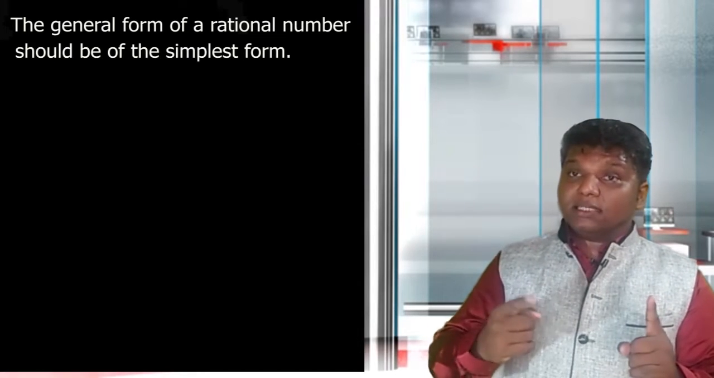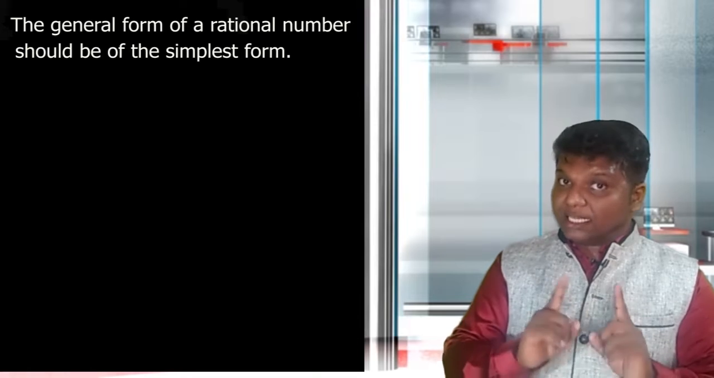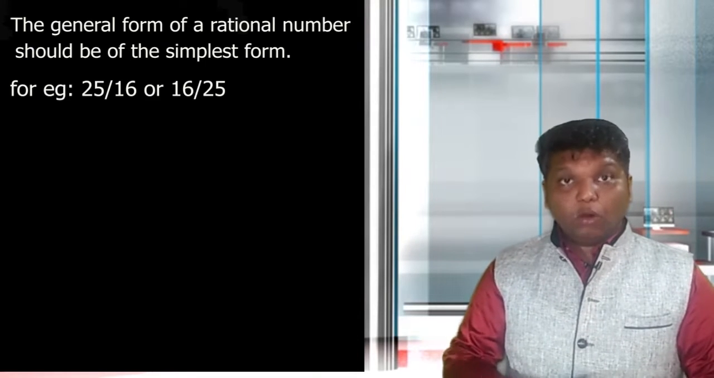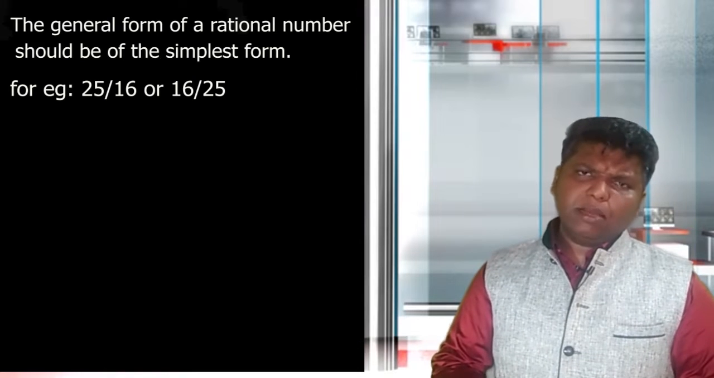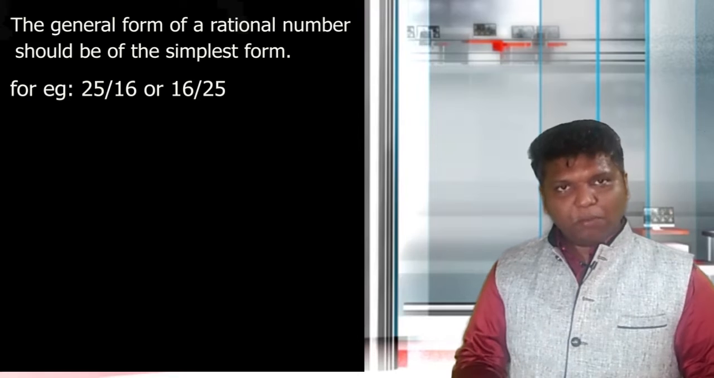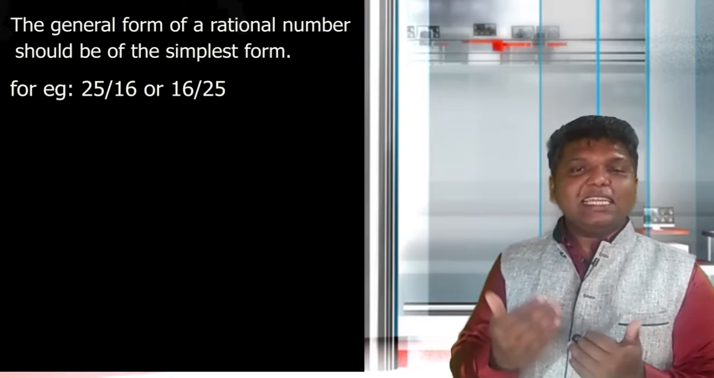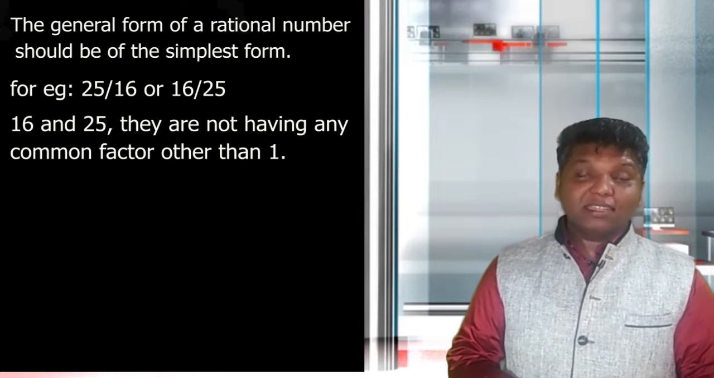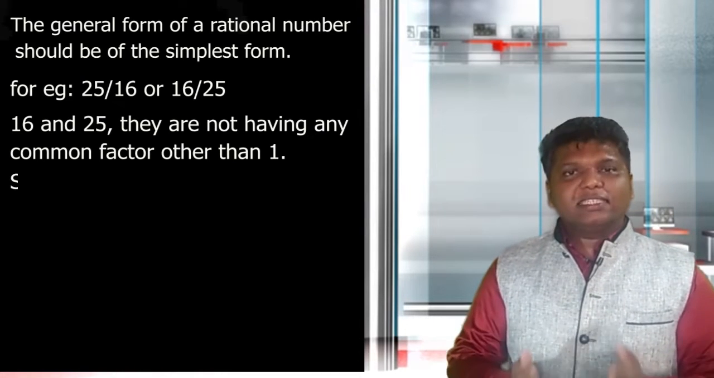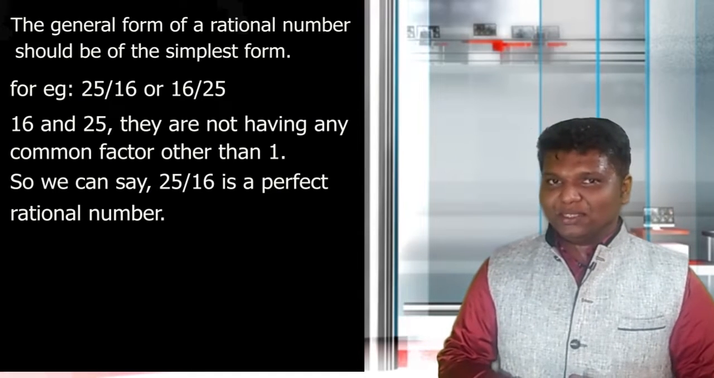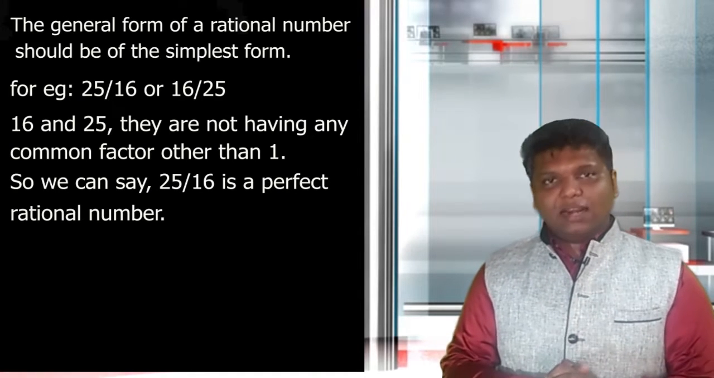Coprimes doesn't mean that these two numbers should be prime numbers. For example, 25 divided by 16 or 16 divided by 25. Just imagine that. 16 is a composite number, and 25 is another composite number. But 16 and 25 don't have any common factors other than 1. So we can say 16 by 25 is a perfect rational number. I hope you understood, right? This is how we categorize rational numbers.